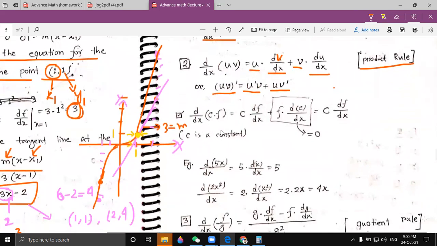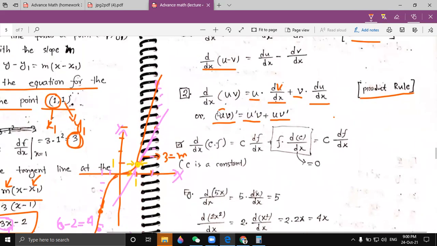And if any of them is a constant value, like if u is a constant value, then this term makes 0, okay? Because you already know that the derivative of a constant value is 0. The derivative of c will be 0. So these things will make 0, and 0 times a function is also 0, right? So we only get this thing.